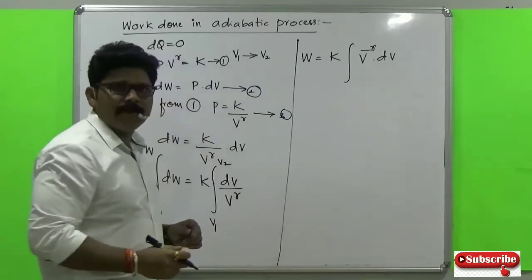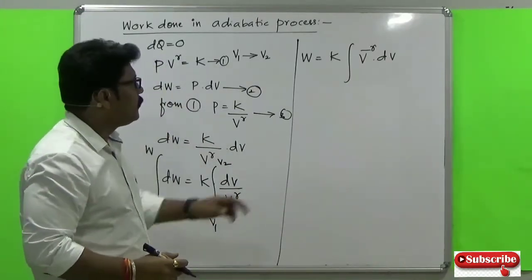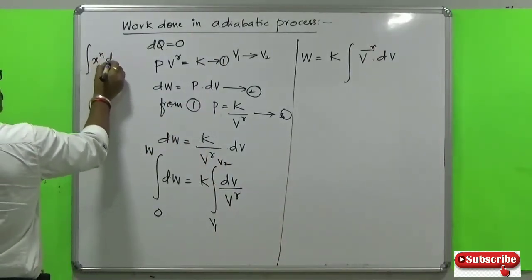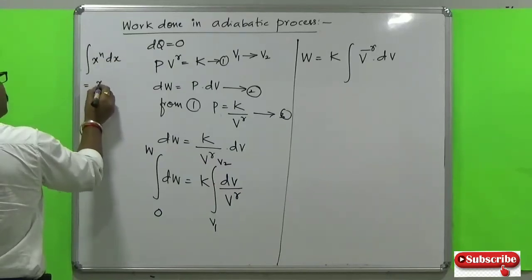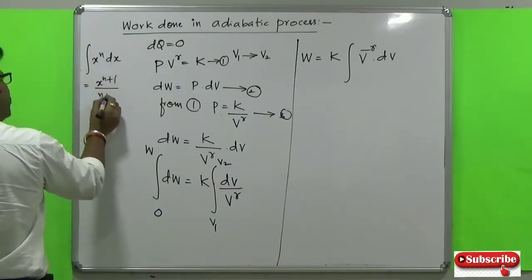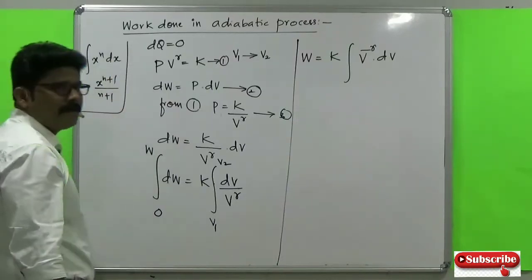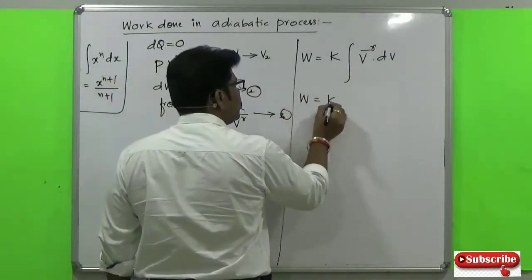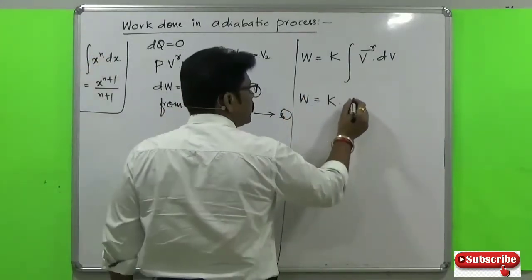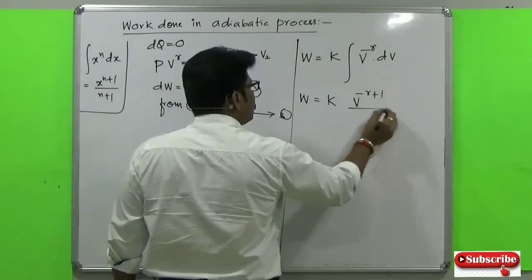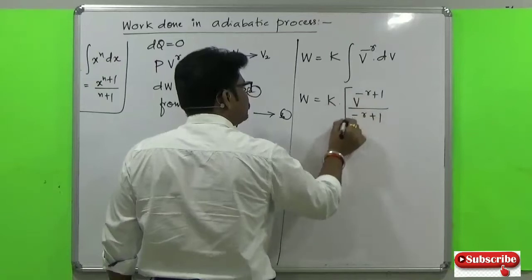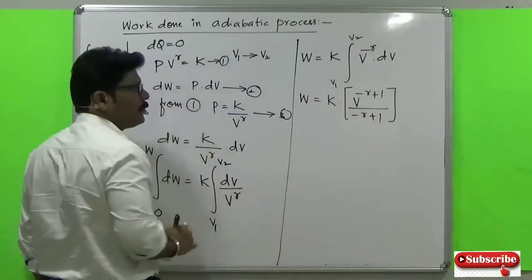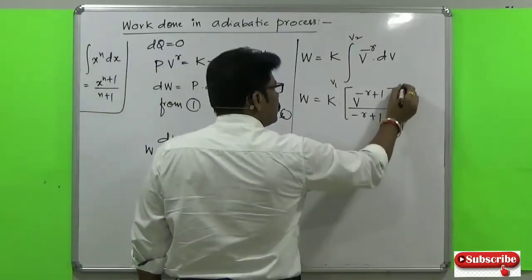We take V to the power of minus gamma. Now the integration looks like x to the power of n into dx, and the integration is x to the power of n plus 1 divided by n plus 1. This is the formula for that. Now substituting, W is equal to K into V to the power of minus gamma plus 1 divided by minus gamma plus 1, with limits V1 to V2.